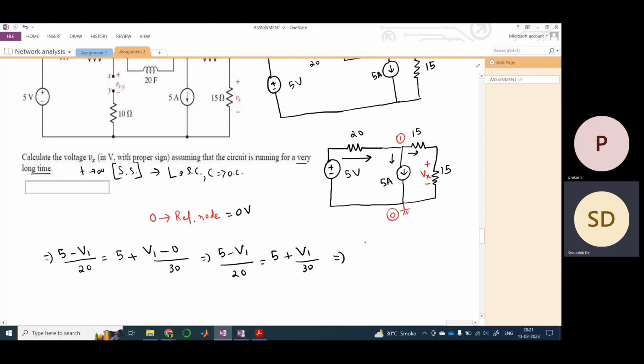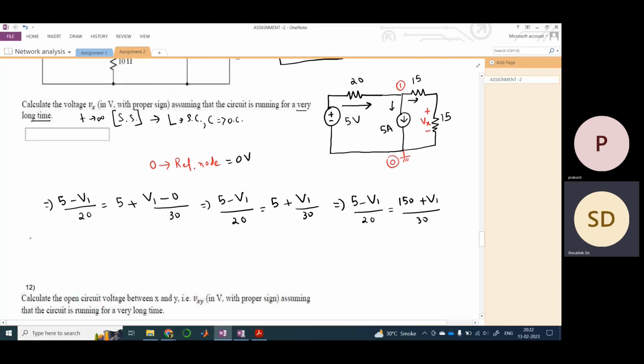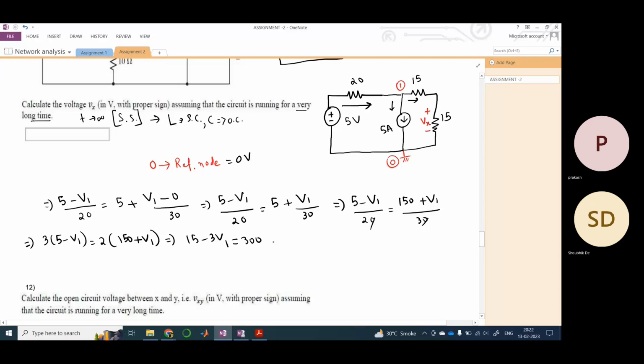Let us just solve this directly. Taking the LCM, this would be 5 into 30, so 150 plus V1, divided by 30. This 0 0 will get cancelled. So we will have 3 into 5 minus V1 equals 2 into 150 plus V1. So this would be 15 minus 3 V1 equals 300 plus 2 V1.